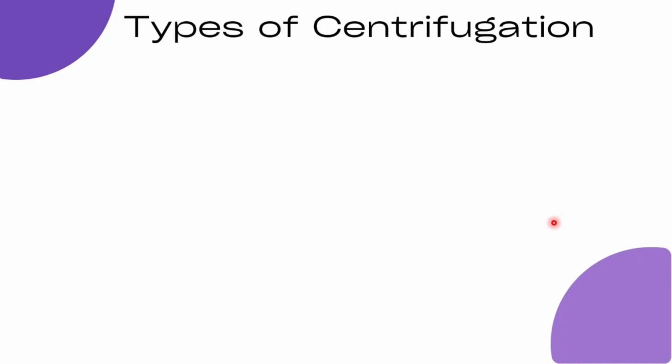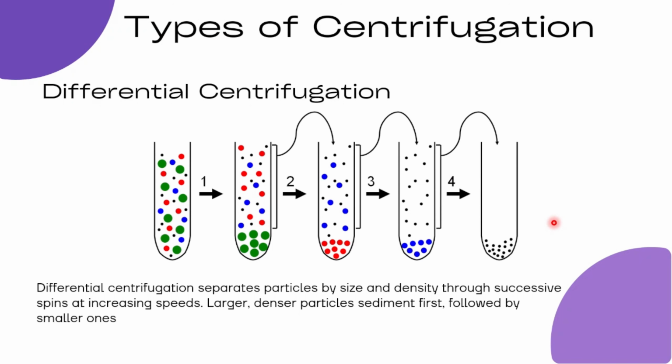Let's look at the types of centrifugation. Start off with differential centrifugation, which separates particles by size and density through successive spins at increasing speeds. So if you have a mixture like this, after the first round of centrifugation at a certain speed, these heavier green particles will be the first to sediment.